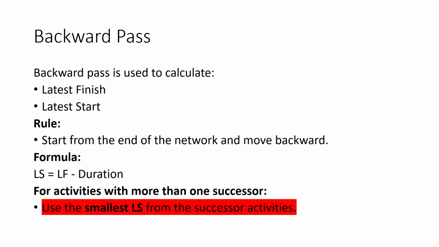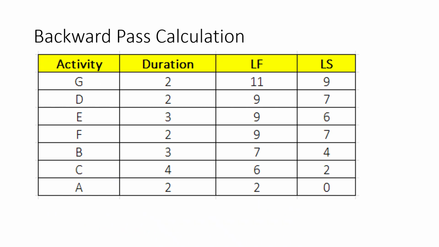For activities with more than one successor, we use the smallest LS from the successor activities. This is because the activity must finish early enough to allow the next activity to start on time. Backward pass helps us understand how late each activity can start or finish without delaying the project. Now let us look at the backward pass calculation.